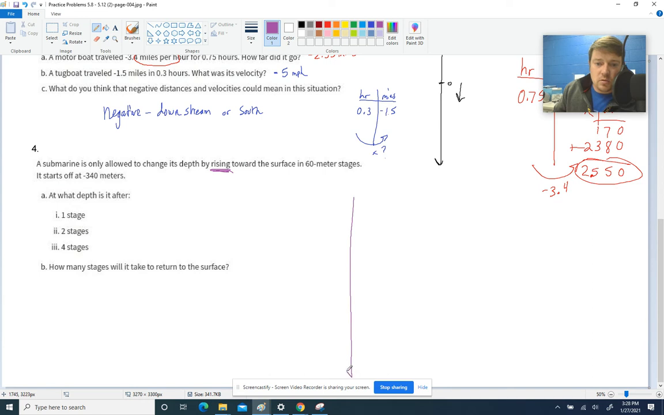So let's draw what's happening here. Here's the surface of the water up here. We will call it 0. And we have this submarine down here at negative 340.